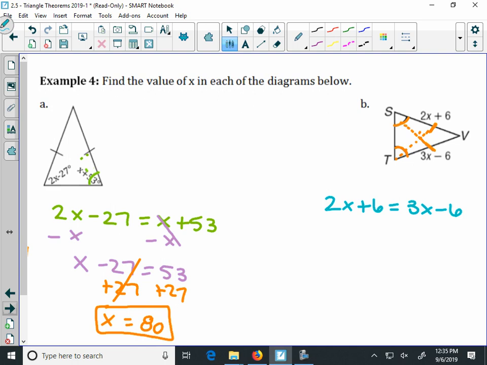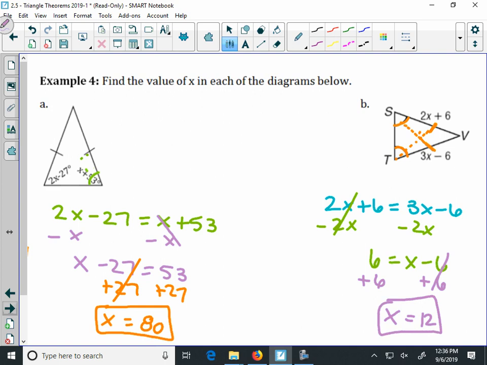Little hint, with sides, that's about all you can do. So if all else fails, if you're given sides and you don't really know what to do, just set them equal. That's about all you can do with sides. Angles, you can do a ton of things. Sides, segments, set them equal and solve. That's about all you can do. Then move the 6 over. And x is equal to what? Questions over that?